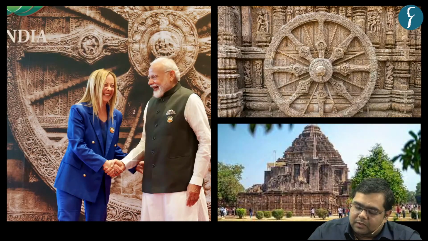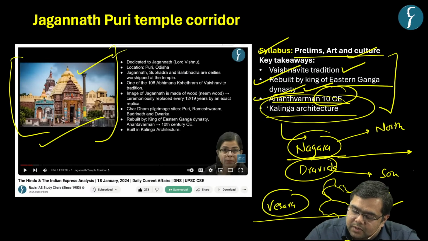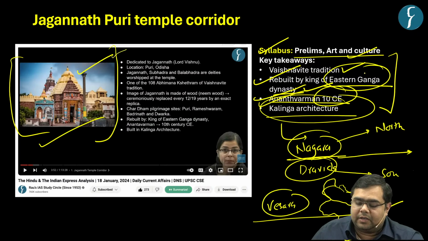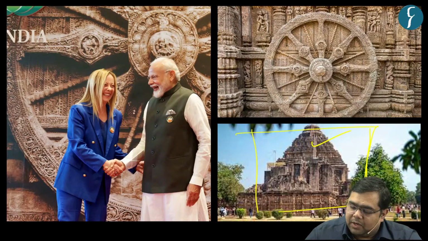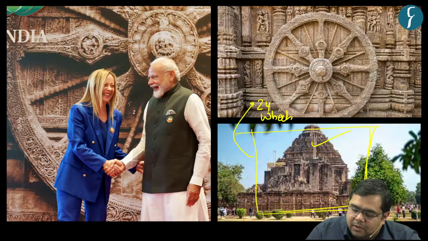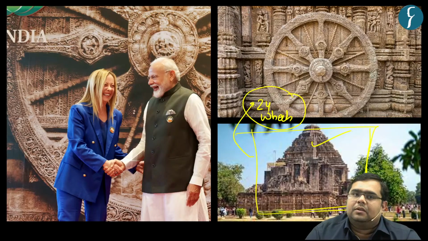Interestingly, this dynasty, the Eastern Ganga dynasty, did not just build this very world famous Jagannath Puri temple. It is also famous for the Konark Sun temple, right? This Konark Sun temple was again made by the same dynasty. This Sun temple is known for its Rath, right? And this Rath has 24 wheels. So this Sun temple depicts in an architectural sense a beautiful chariot on which the Sun God is resting.